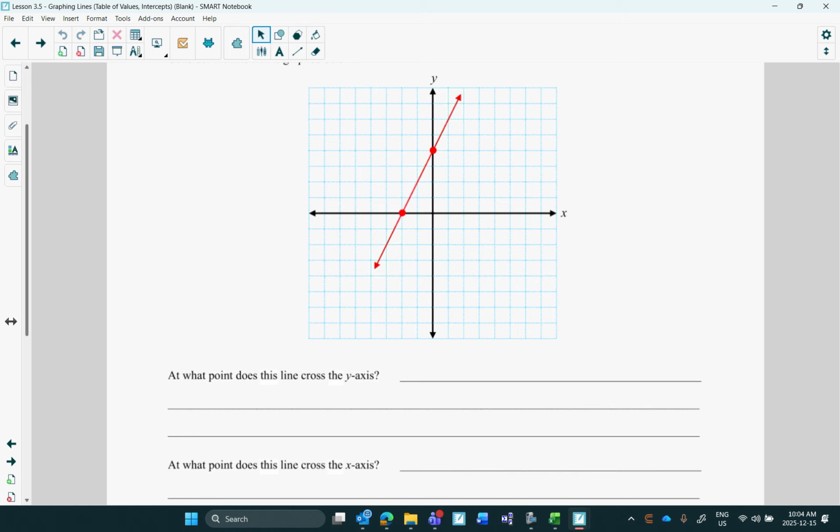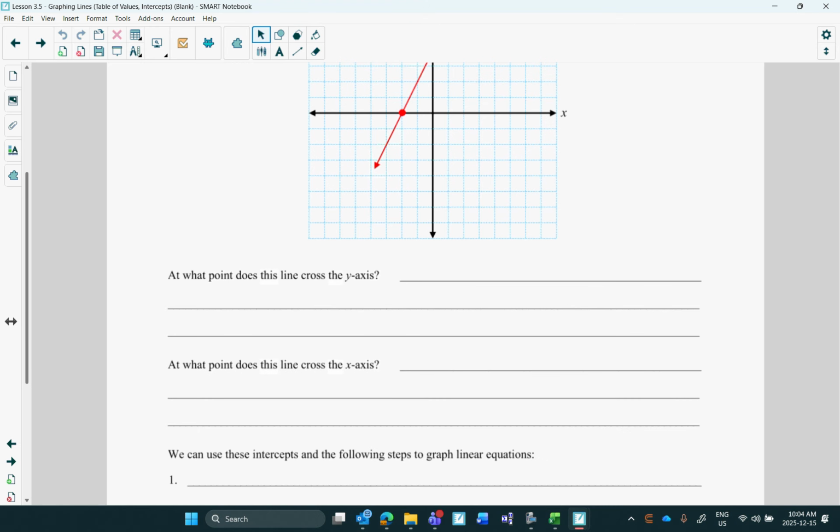So looking at this graph, at what point does this graph cross the y-axis? What's the point where it crosses? Right. Good. So the point that it crosses the y-axis is 0, 4.